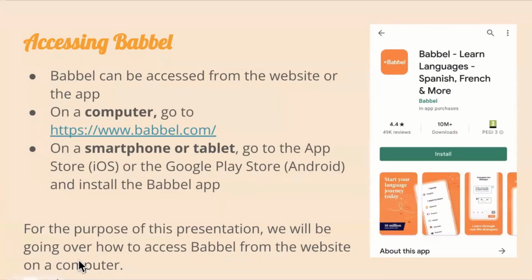How to access Babbel. This application can be accessed from either the website or the app. If you are on a computer, you want to go to their website, which is www.babbel.com, or you can simply type it into your search bar and click on the first thing that comes up. If you're on a smartphone or a tablet, the best way to access this is to go to the App Store for iOS devices such as iPhones and iPads, or the Google Play Store, which is for Android such as Samsung phones, and then you can install the Babbel app. For the purpose of this presentation, we will be going over how to access Babbel from the website on a computer, as this is pretty universal. And here is a screenshot to the right of someone installing Babbel onto their smartphone or tablet.